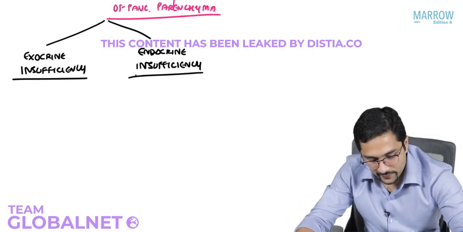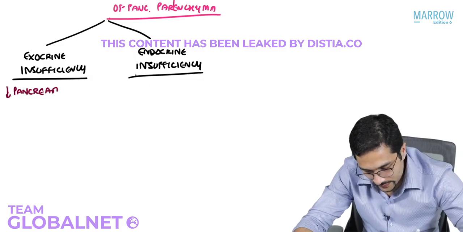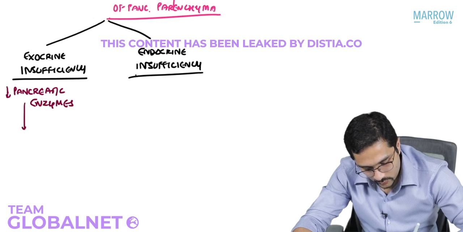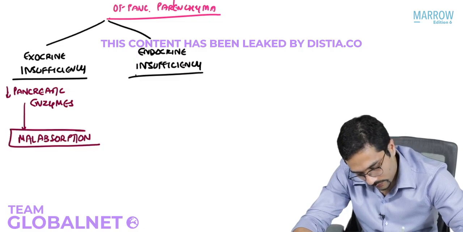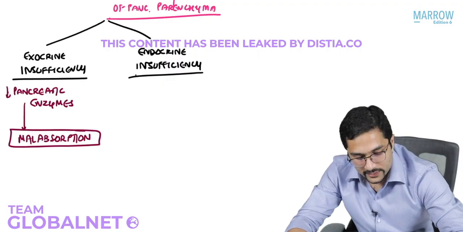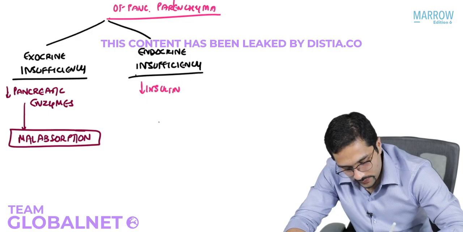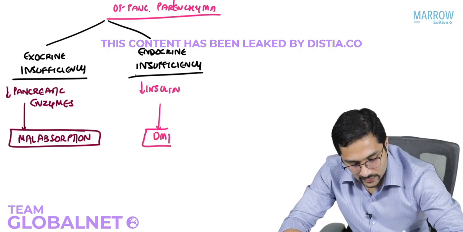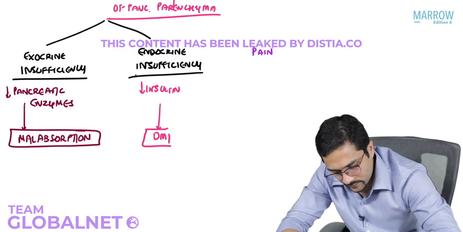Exocrine insufficiency means there will be decreased pancreatic enzymes, and when there are decreased pancreatic enzymes, these patients are going to come with malabsorption. That is how these patients are going to come to us. Endocrine insufficiency means decreased insulin, so these patients will come with diabetes mellitus. And the third main problem in patients with chronic pancreatitis is pain.